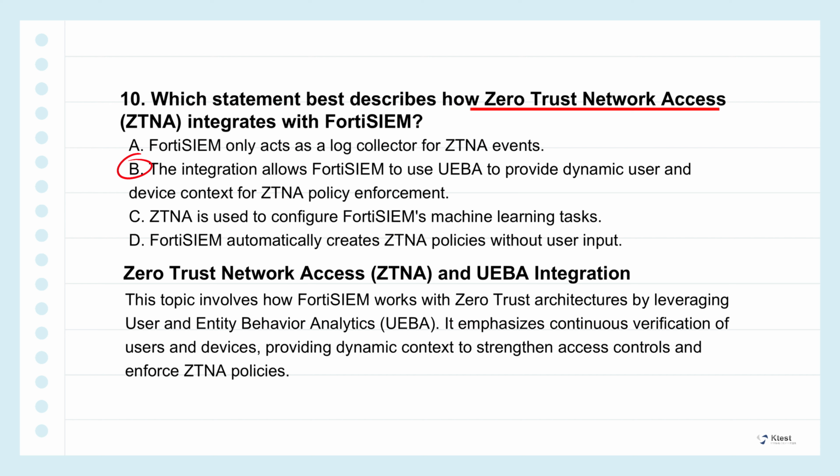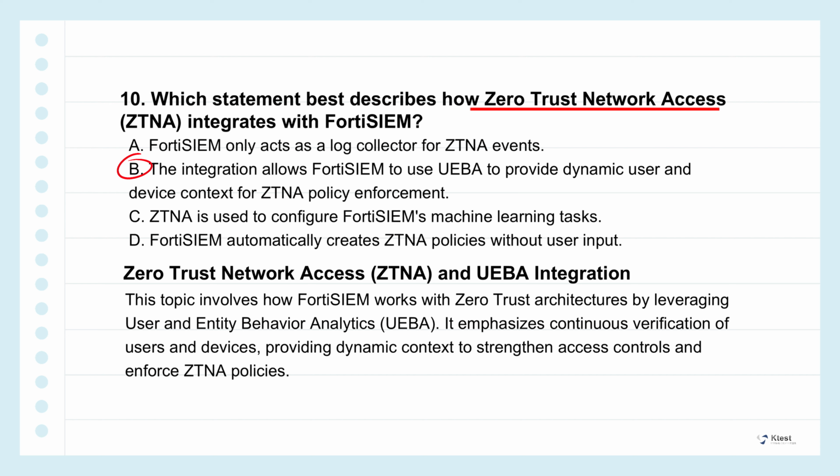Exactly. The integration between a powerful SIEM and ZTNA is critical. FortiSIEM, for example, uses its user and entity behavior analytics (UEBA) capabilities to feed dynamic context into the ZTNA system. UEBA, that's related to the ML baselining we talked about, understanding normal behavior. Yes. UEBA analyzes those behavior patterns, spots deviations, and calculates a real-time risk score for users and devices. And crucially, that risk score isn't just stuck inside the SIEM. Nope. It gets fed directly to the ZTNA policy engine.